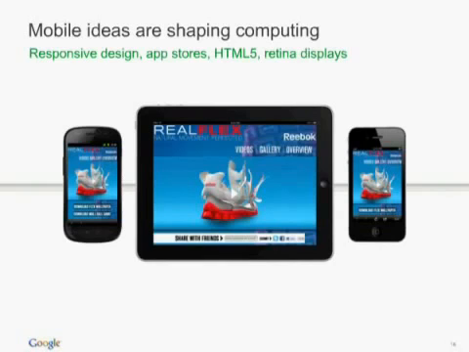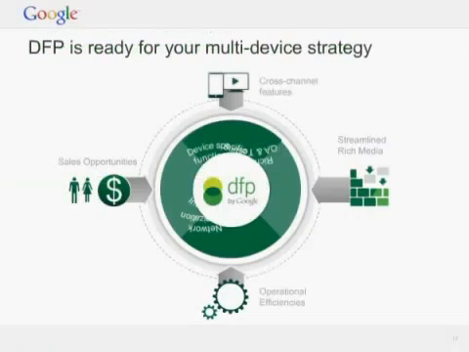The Google platform is particularly well suited to take advantage of this trend because DFP is ready for a multi-device strategy. For many publishers, desktop is becoming one of the platforms that they would like to address. But DFP will be able to do both. You can do video, you can do mobile, and you can do desktop, all from within a single platform. So these are not separate products. This is a single product that can do all of it.